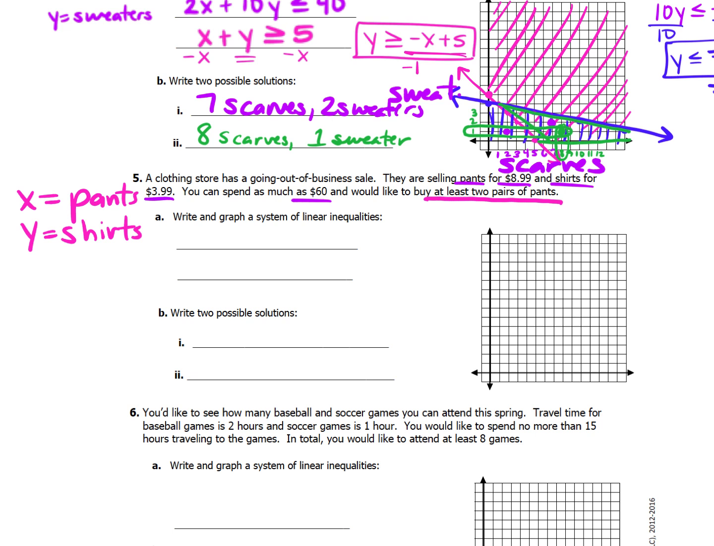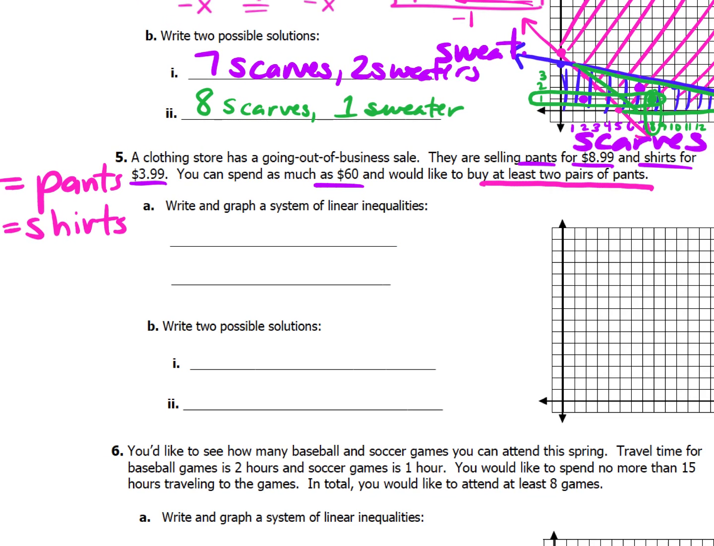Tell me one of the inequalities here. Brooklyn, do you think you can give me one of the 2 inequalities? Pants are $8.99, shirts are $3.99, and you can spend as much as $60. Can you turn that into an inequality? Less than or equal to will be your symbol. What do you put on, so less than or equal to 60, what do you put on the left side of that then, if we're talking pants and shirts?